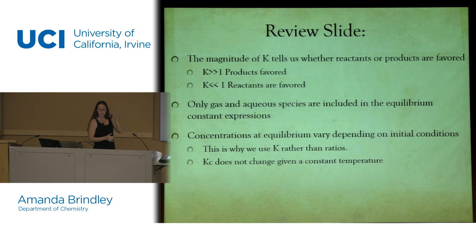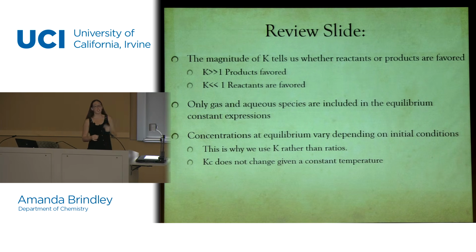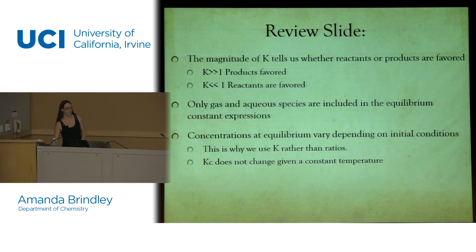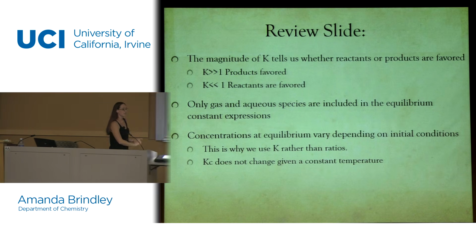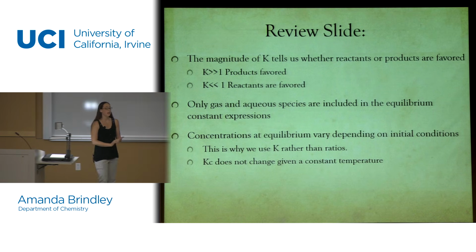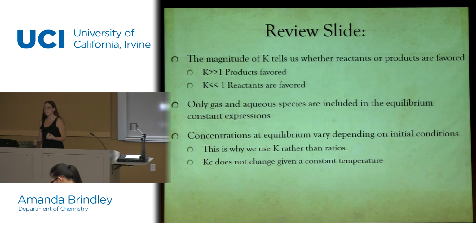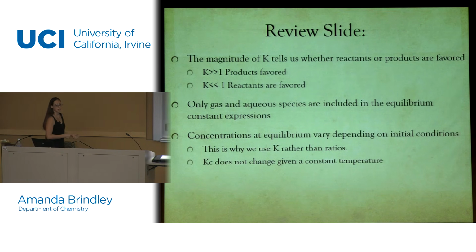And concentrations at equilibrium vary depending on your initial conditions, and so we use K instead of just using the ratios, right? If you look at that big long table I gave you, and you try to just fill in ratios, it's not going to work out. But once you raise them to the exponents, now every single time, regardless of your initial conditions, you end up with the same number.